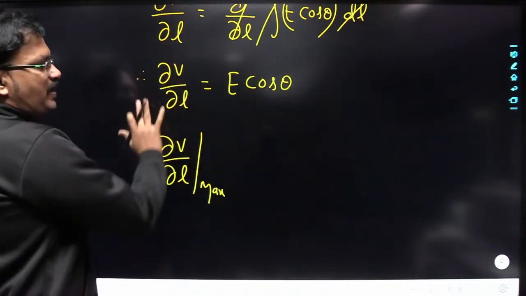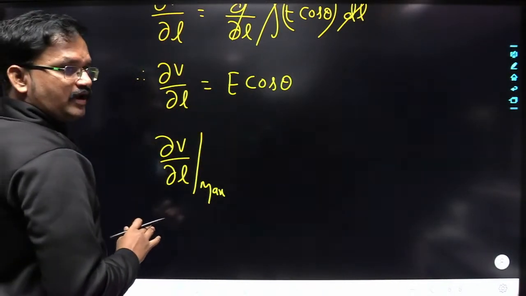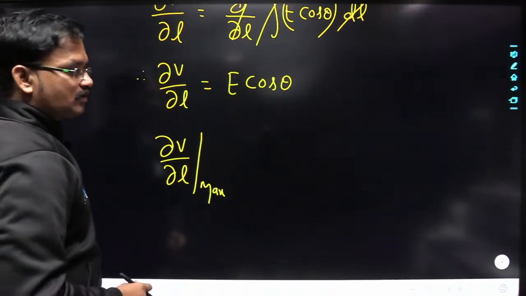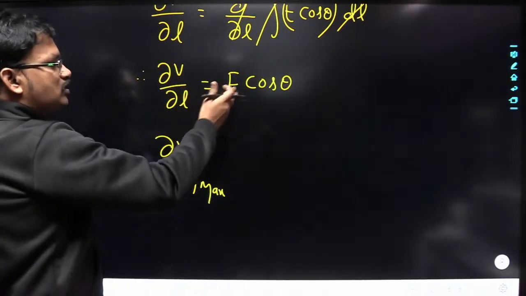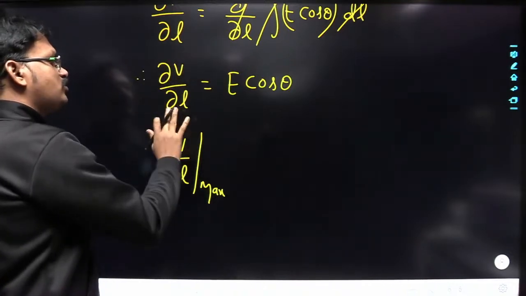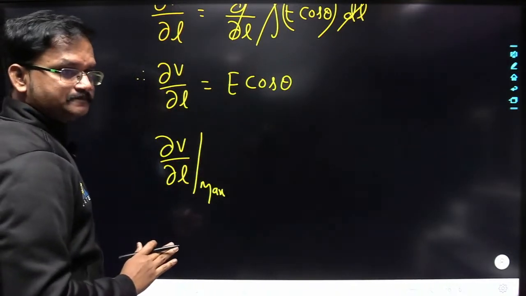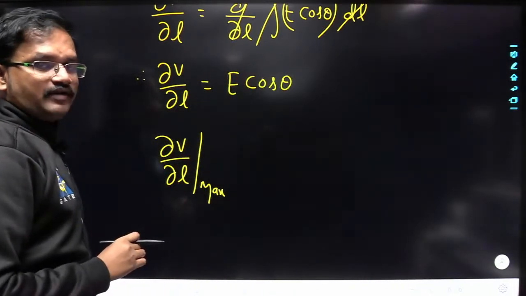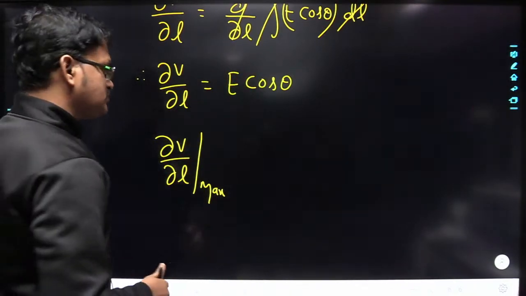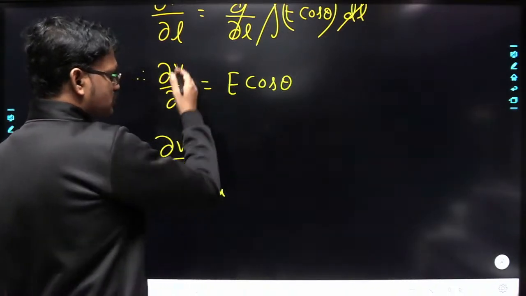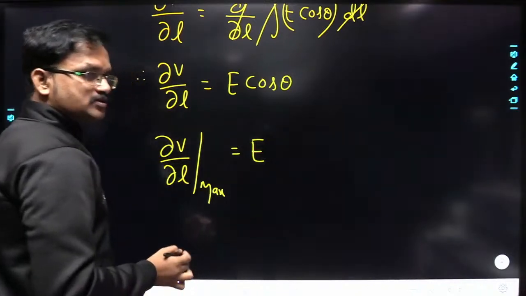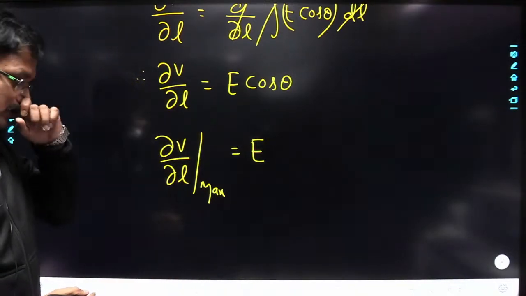When will this value be maximum? ∂V/∂L is equal to E cos θ. Whenever θ is equal to 0, this ∂V/∂L will become maximum. That is, ∂V/∂L maximum is equal to E. Yes or no?